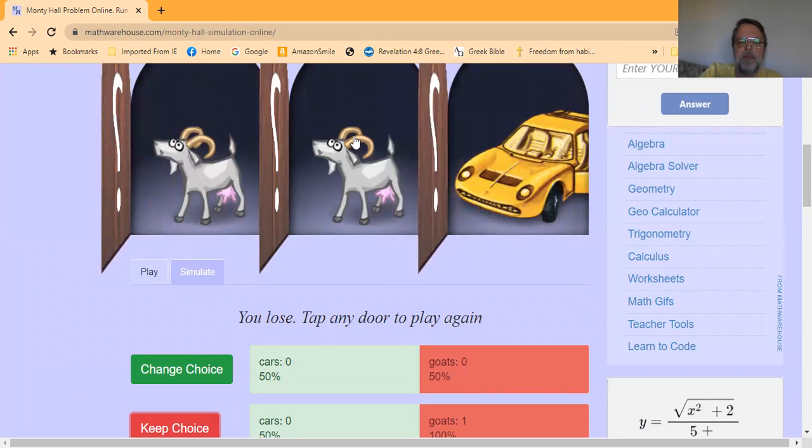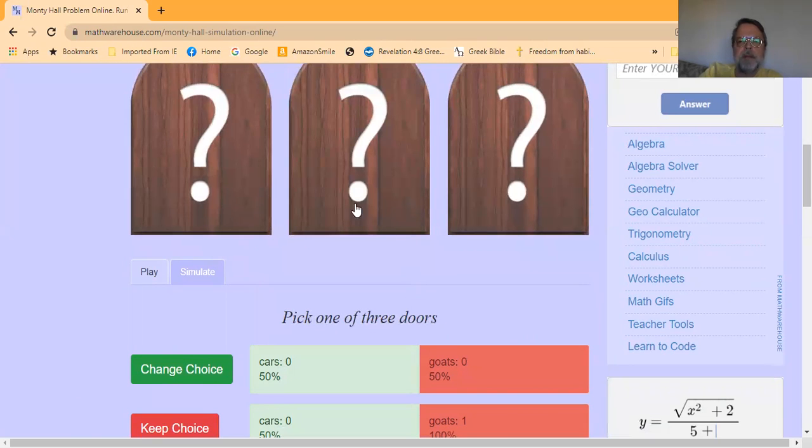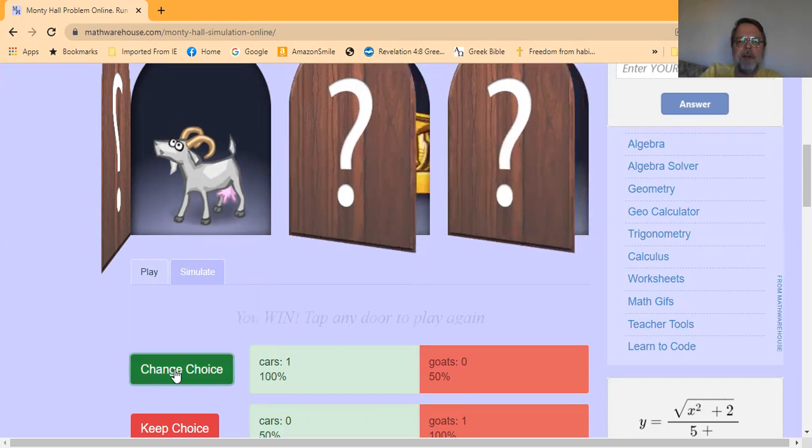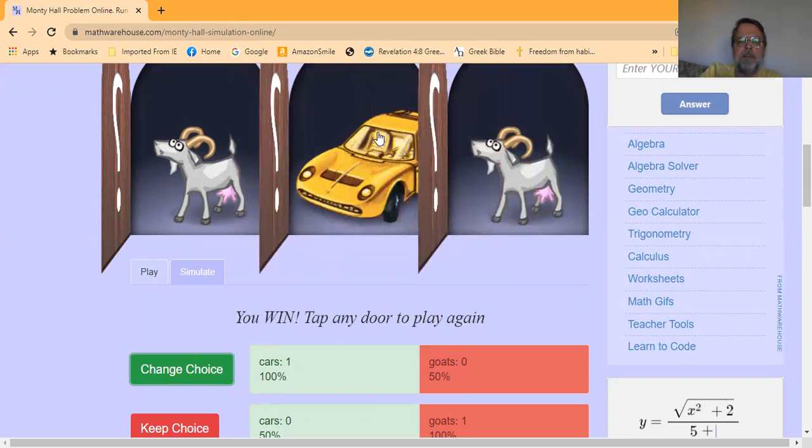Let's tap play again. This time I'm going to choose door number three. Door number one is opened. There's a goat behind it. Do I want to switch to door number two? I think I will switch. I'm going to change choice this time. Click on change choice and I won. Great. Let's play it one more time.